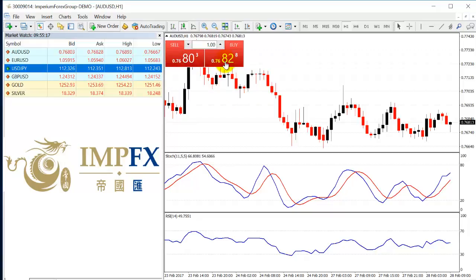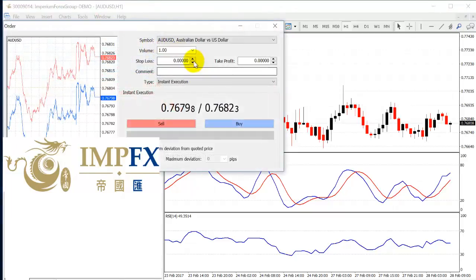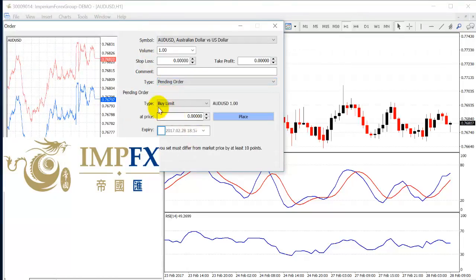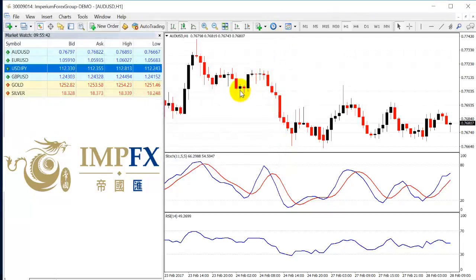The other way of placing an order is by going New Order, and you can choose the volume, in type, change that to pending, and then you can go into the pending order, whether it's a buy or sell, and then you put the price in that you wish to sell the market at or buy it, and then don't forget to put your stop loss and take profit, and then press place. And that's very much how to place an order.